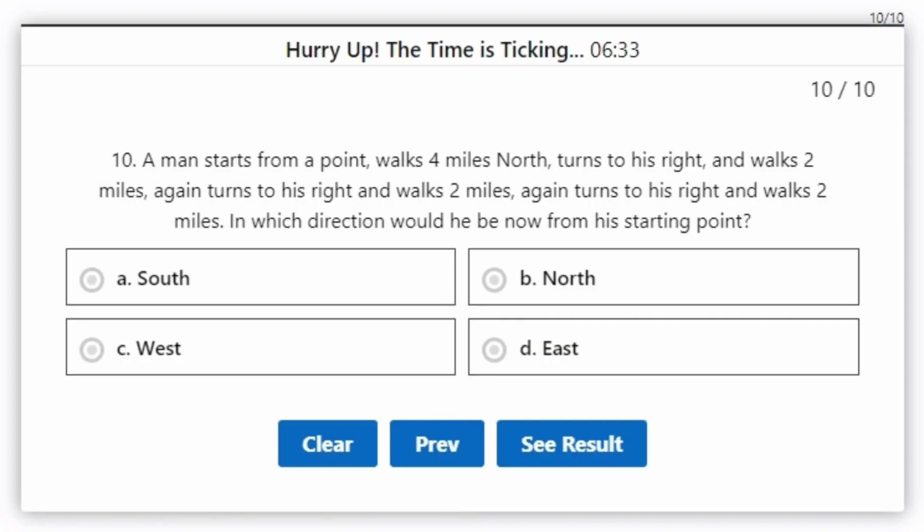Now our last and final question is, a man starts from a point, walks 4 miles north, turns to his right and walks 2 miles. Again turns to his right and walks 2 miles. Again turns to his right and walks 2 miles. In which direction would he be now from his starting point? And the options are A, south, B, north, C, west, and D, east.